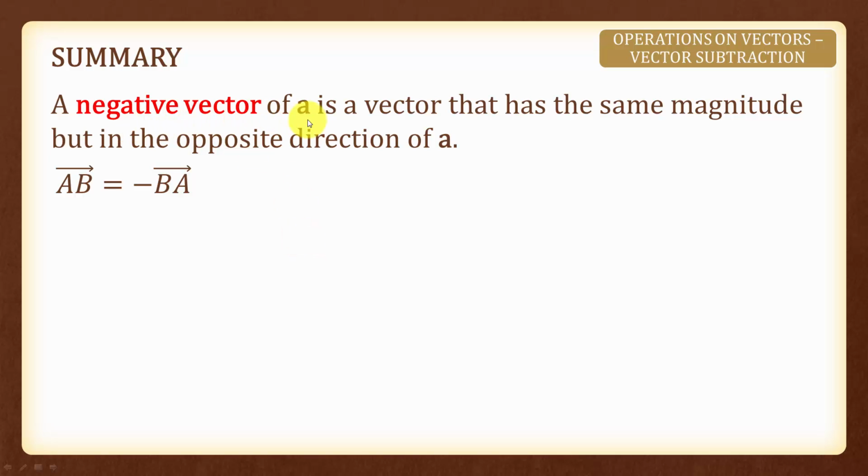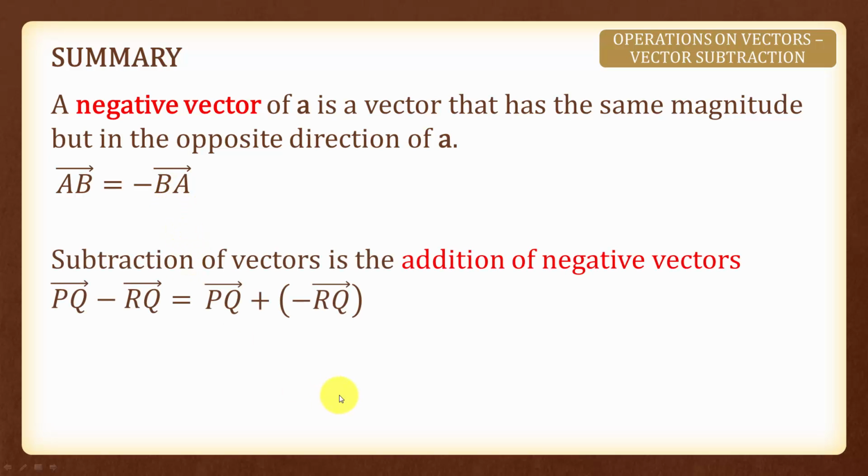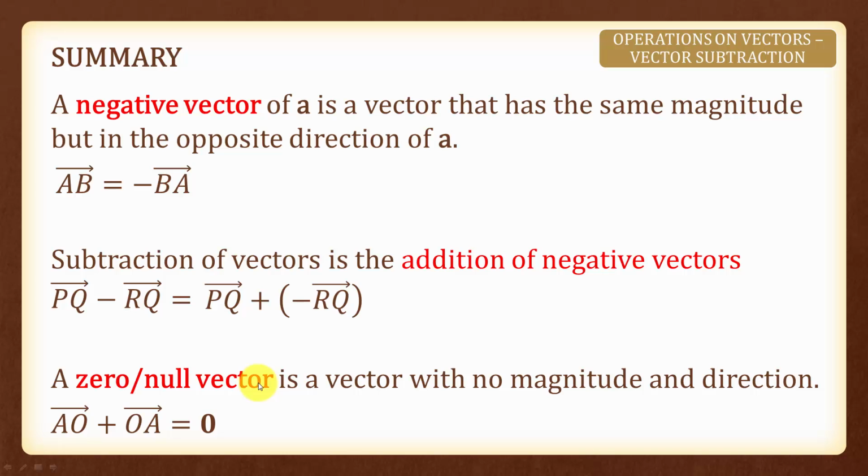In summary, a negative vector of A is a vector that has the same magnitude but is in the opposite direction of vector A. And vector AB is equal to negative vector BA. The subtraction of vectors is the addition of negative vectors. And we can write vector PQ minus vector RQ as vector PQ plus negative vector RQ, which can be further simplified as vector PQ plus vector QR. Finally, a 0 vector or null vector is a vector with no magnitude and direction, and it is represented by a 0. And that's all for this topic.